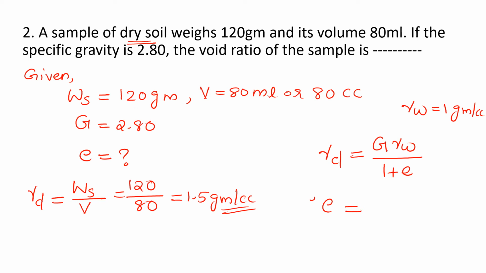Substitute all the values. You will get e as 0.86. So what you have to do first is find out the dry unit weight, which is equal to weight of solids divided by volume. From that, we know the relation gamma d is equal to G into gamma w by 1 plus e. We know all the values, substitute it. From this, we will get e is equal to 0.86. The one important thing is that here you have to substitute the unit weight of water in gram per cc, that is 1.